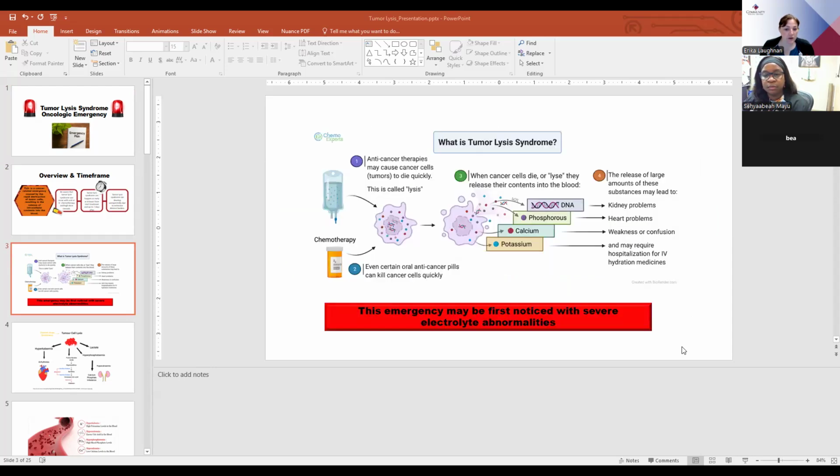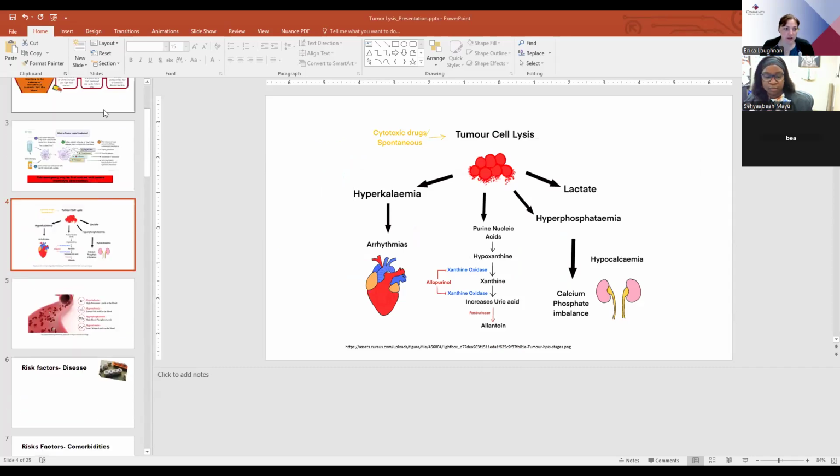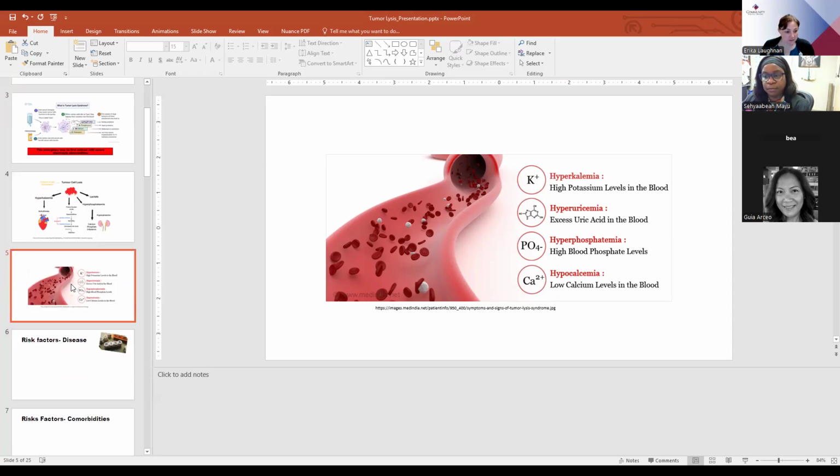This is about the pathophysiology, about why the cells are breaking apart, what that does, and how that releases the components of the cell into the bloodstream. So these are very similar slides. They're just different views of the same thing. We're going to have hyperkalemia, hyperuricemia, hyperphosphatemia, and hypocalcemia. So you can see all that is happening on these basic pathophysiology slides.